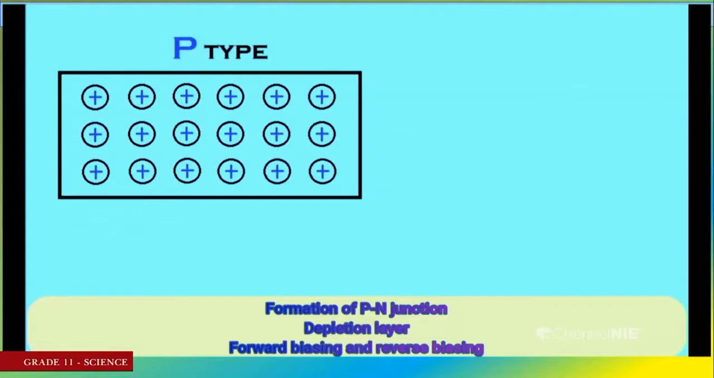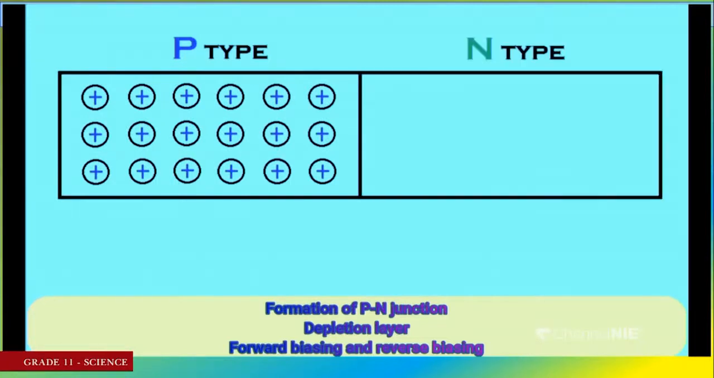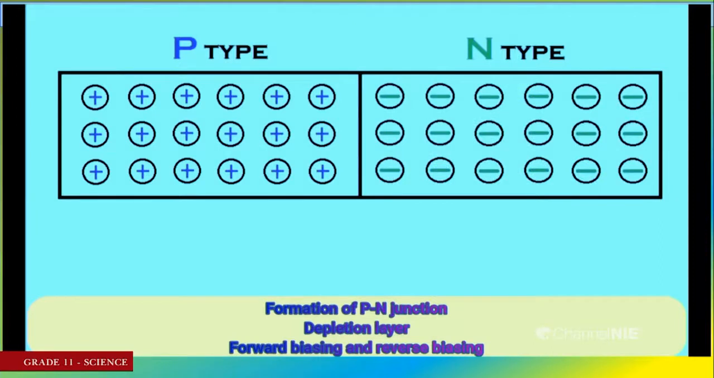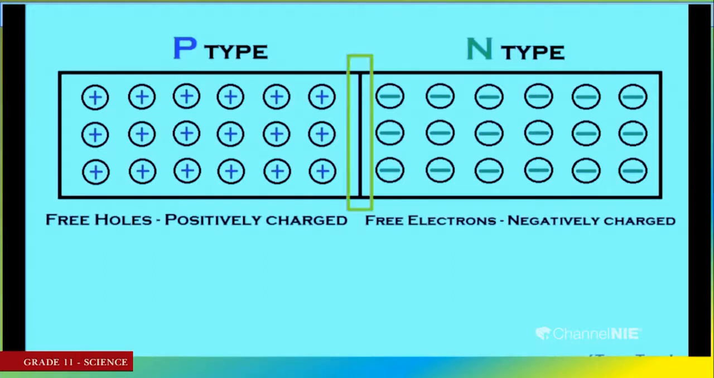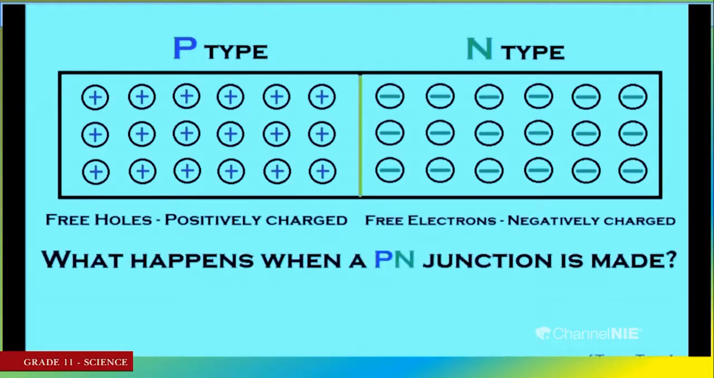p-type semiconductors consist of a large number of holes, positively charged holes. Similarly, n-type consists of a large number of negatively charged free electrons. This is the p-n junction. Free holes, positively charged, free electrons, negatively charged. The center of the p-n junction is called the depletion layer.